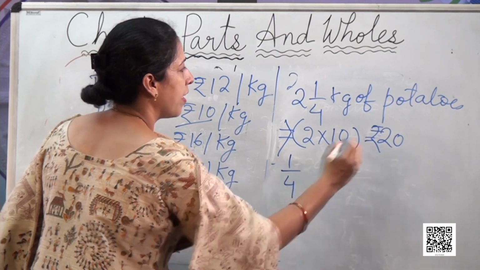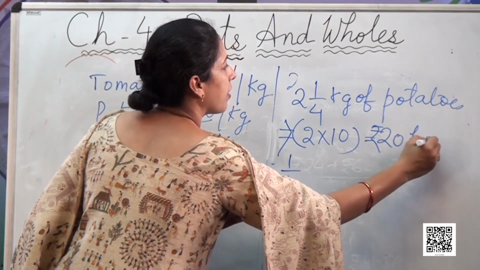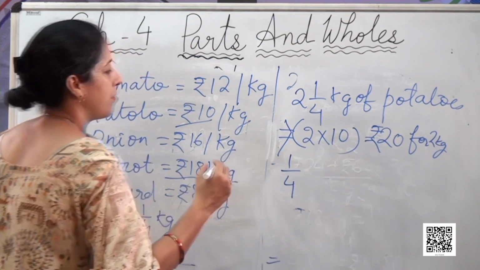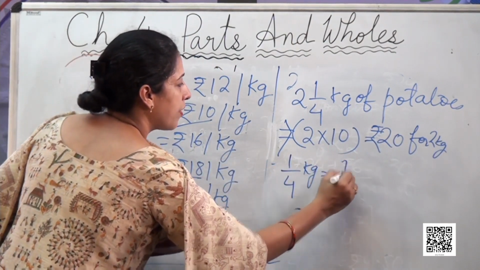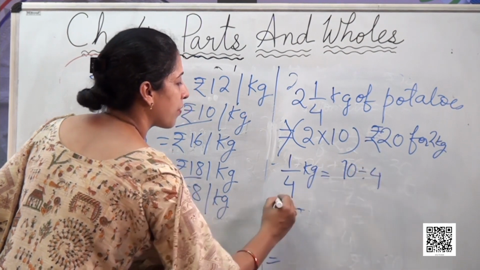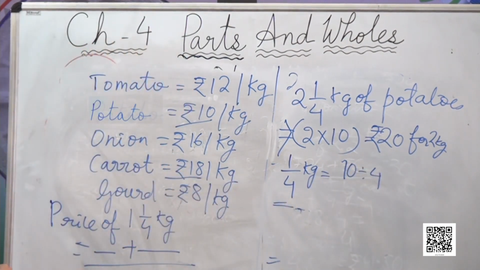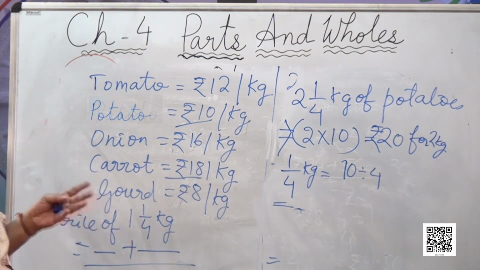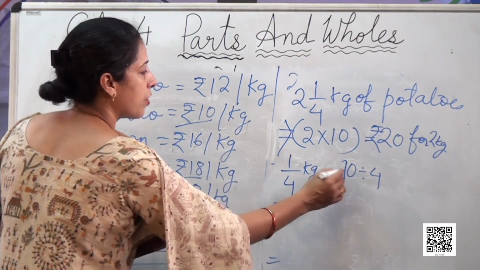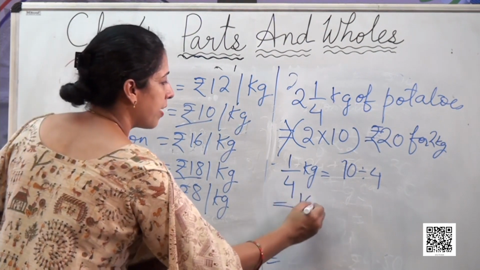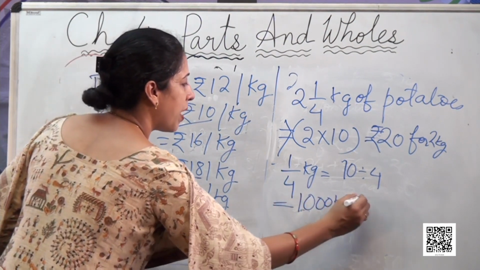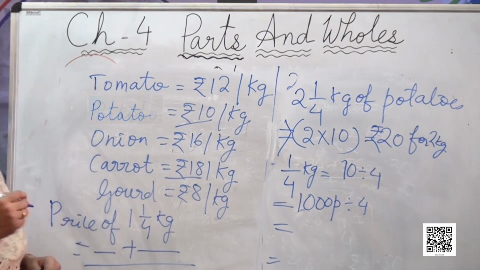Now 1/4 kg is equal to 10 rupees divided by 4. Again 10 is not divisible by 4, but we can always convert it into paise and do the division. So 10 rupees equals how many paise? Yes children, 10 into 100, that is 1000 paise divided by 4. Now it is easily divisible. Yes or no? It is easily divisible.